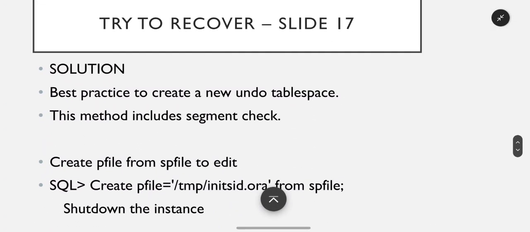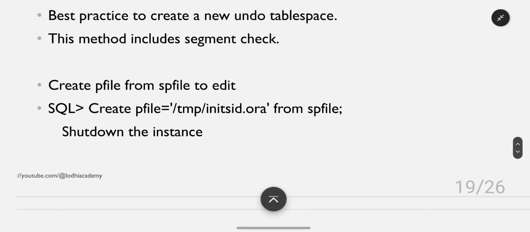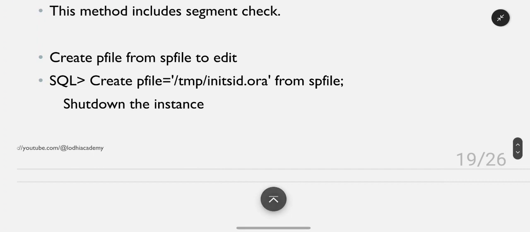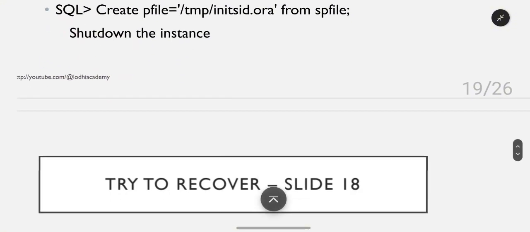Now the solution for this, as a best practice, is to create a new undo tablespace. This method includes a segment check. Create a pfile from the spfile to edit, because we have to edit. So the command is written there. You can create the pfile and mention your path and file name from the spfile.